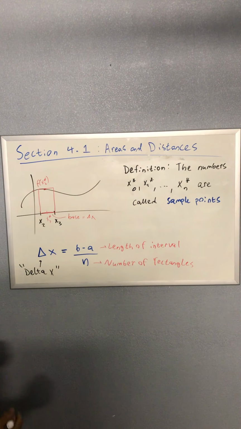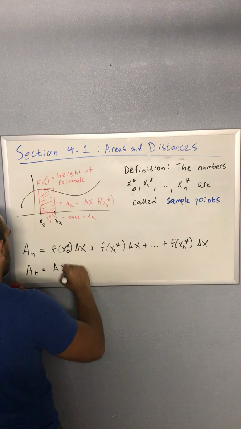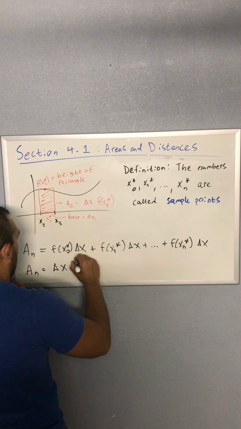Okay, and so if we want to write this in a compact way, we can just factor out the delta x and multiply it by this sum right here. f of x sub 0 star and so on. So that's the general formula for the area. You know, in the most general form.